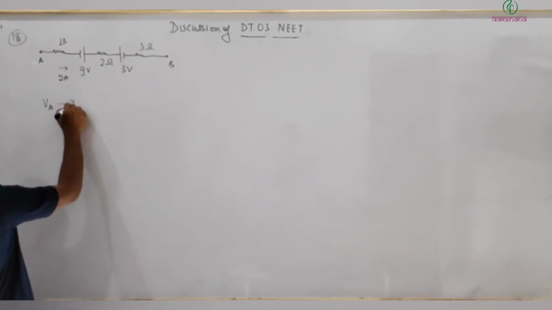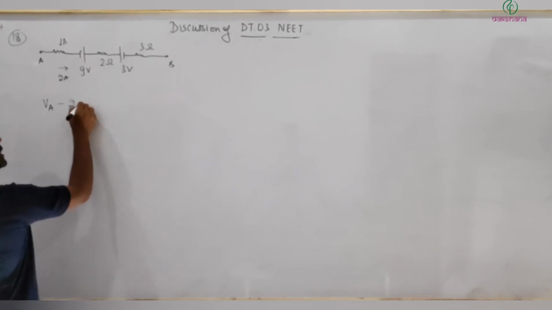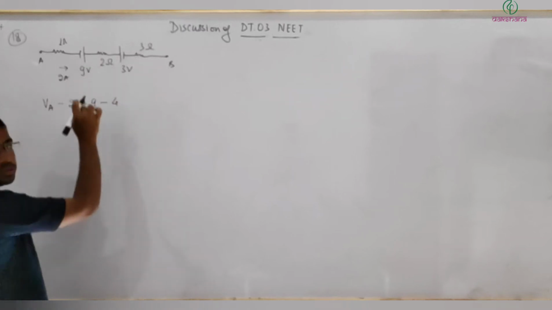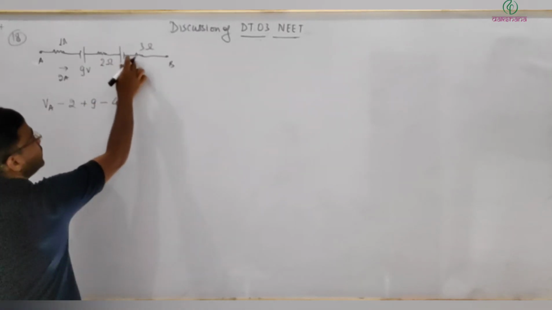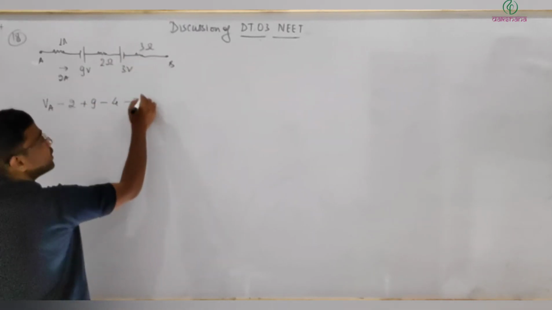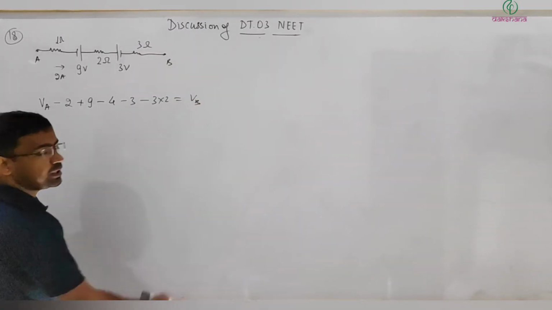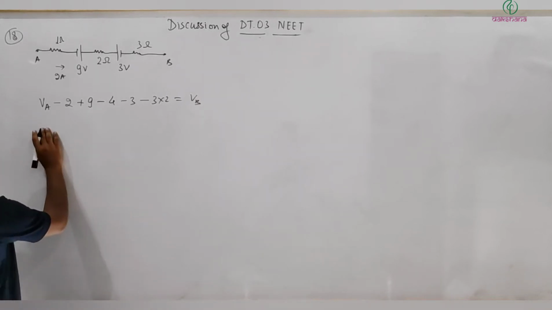V is equal to IR, so it's 2. Now it's going from here to there, then it's plus 9. Again current, so it's minus 4, 2 into 2, V is equal to IR. Then going, it's minus 3. Across this, it's 3 into 2, and that should be equal to VB. Right, so we can write here now.